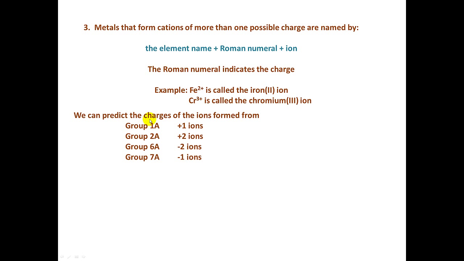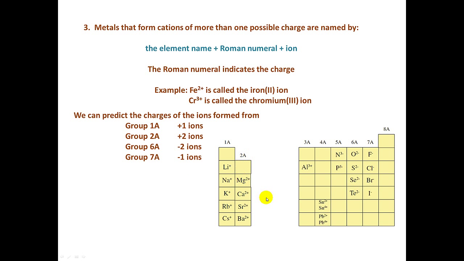We can predict the charges of many of the ions formed from groups 1, 2, 6, and 7A. Here's part of the periodic table. You will need to know the charges on many of these ions. So in group 1A, the metals form ions with a +1 charge. In group 2A, they form ions with a +2 charge. In group 3A, a +3 charge.